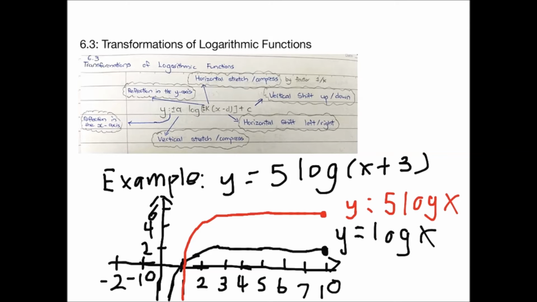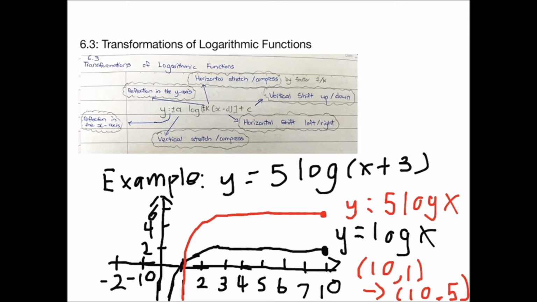As you can see, the point is 10 on the x and 1 as the y, for y equals to log x. And then we stretch vertically by a factor of 5. So it will be 10, 1 to 10, 5. Now, the asymptote will remain at x equals to 0 at this stage.